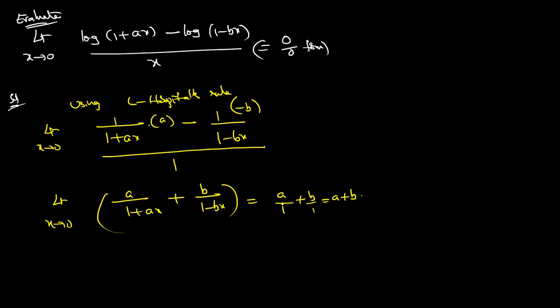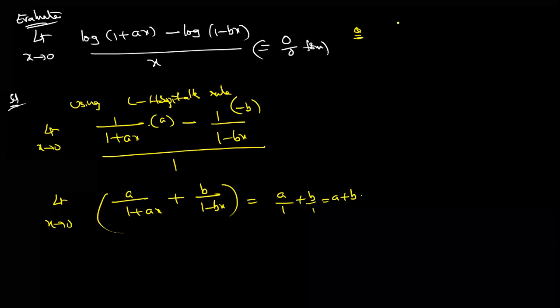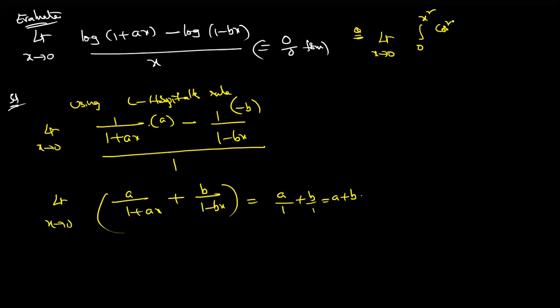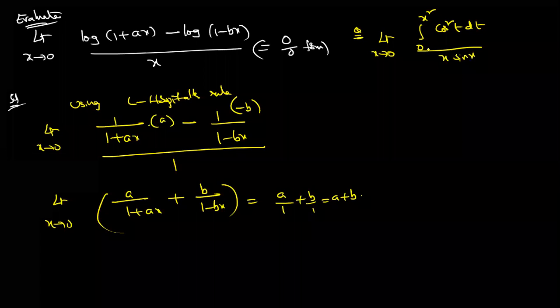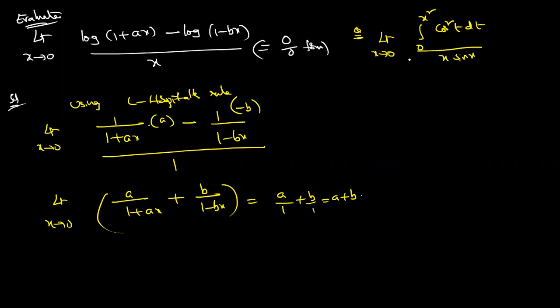Right. Now, second question. Limit x tends to 0 of integral 0 to x square of cos square t dt, divided by x sin x. So this is the first time you are listening to this question, this model. So here, what is the suitable formula, anyone?